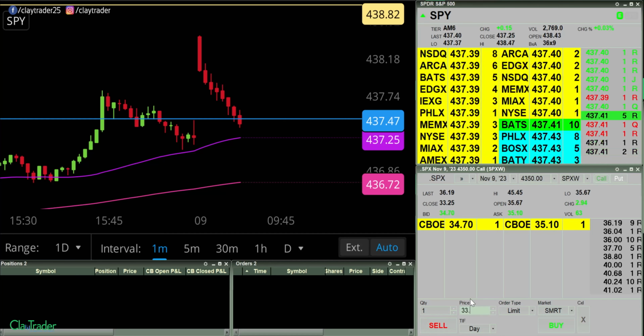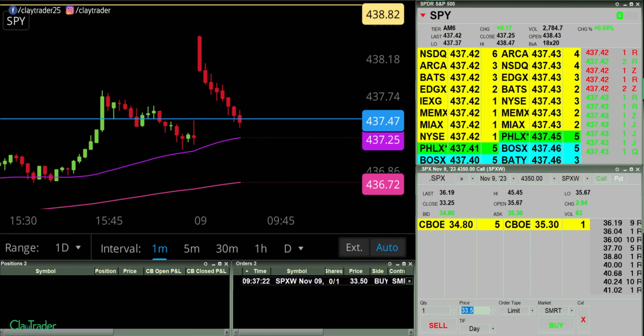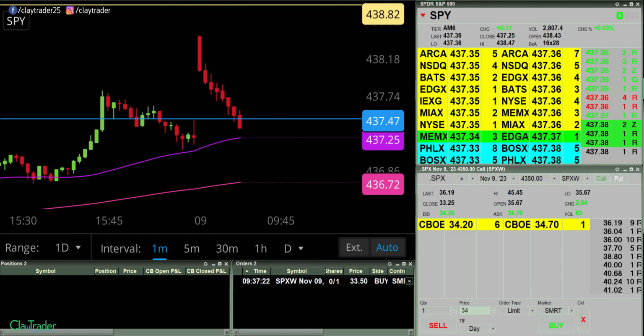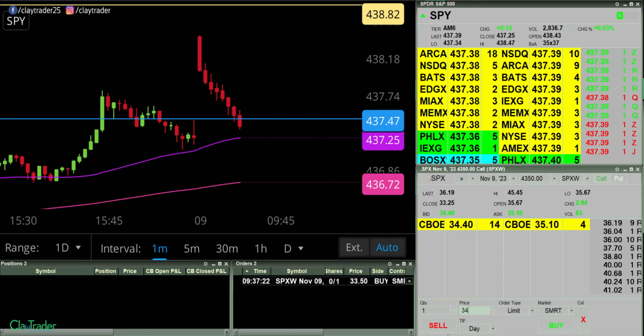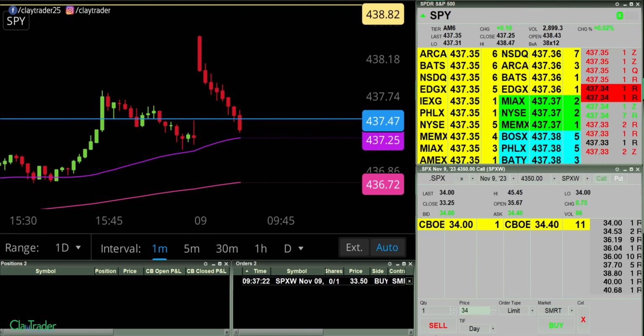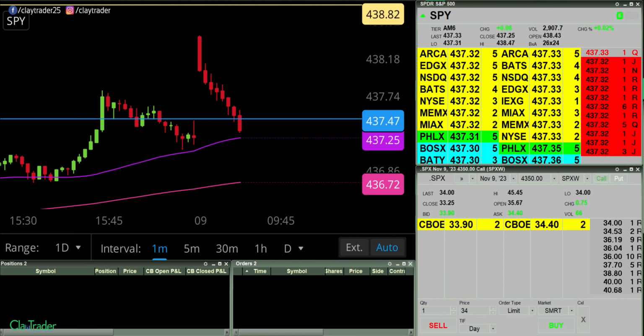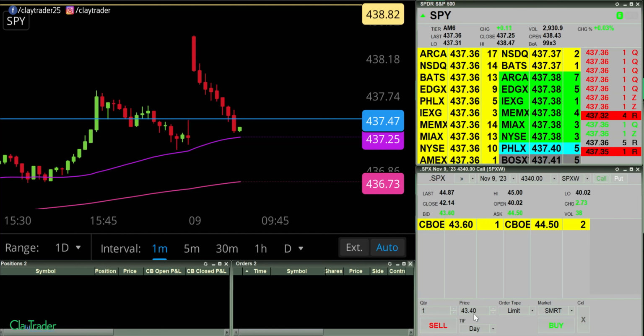Actually, 33.50 looks like it'll be the more accurate one. Looking to try to play it off the purple line there. So let's see it come down some more. All right, I'll pause. Okay, maybe here. Although I don't like how those spreads are tightening up. I'm going to change strike prices.